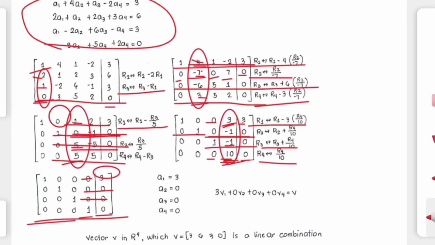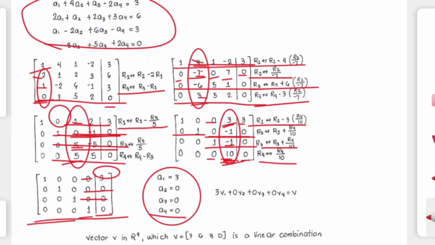Okay, so we have established, by converting back to a system of linear equations, that our a sub 1 is equal to 3, our a sub 2 is equal to 0, our a sub 3 is equal to 0, and our a sub 4 is equal to 0. So using the Gauss-Jordan elimination, we have found that the system has exactly one solution, which is a sub 1 is equal to 3, a sub 2 is equal to 0, a sub 3 is equal to 0, and a sub 4 is equal to 0.